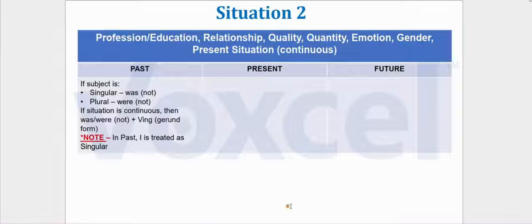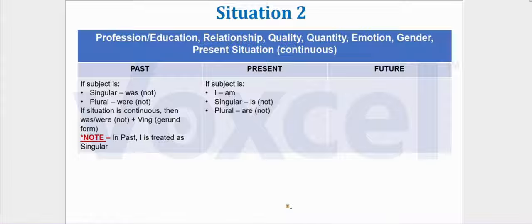Note, in past, I is treated as singular. I have already told you. So in the past, in this situation, we will treat I as singular. So I was, not I were. You can use I were, but for that you have to use conditionals or hypothetical sentences. That's for some other video. But right now, just focus here.